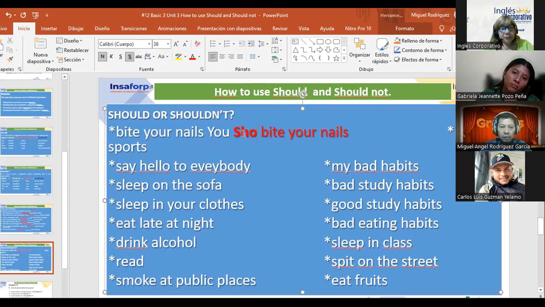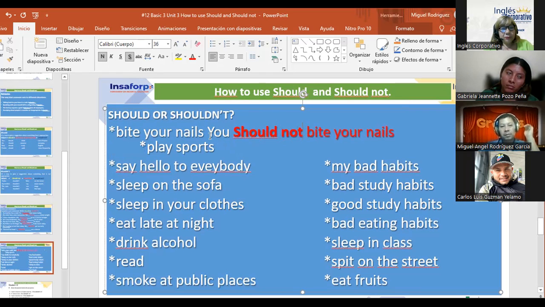Ya no entendí. Why not? Yes, teacher. Yes. That's correct, number one. Two. Entonces, vamos con la number two. Say hello every day. Ellos. They. Quiere decir hola a todos. They should. Ajá, sería should.